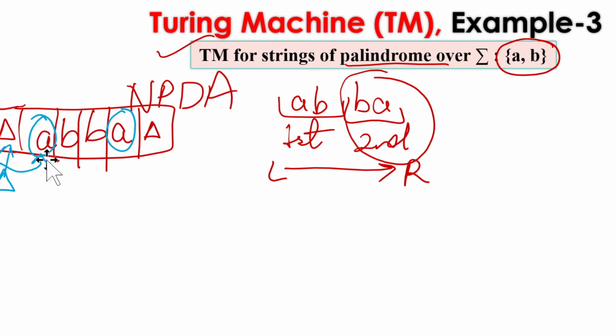Okay, and if the leftmost symbol is B, then the rightmost symbol should be a B only. It cannot be any other symbol. Otherwise, the string is not a palindrome. So the approach will be like this. We will be continuing with the first symbol, replacing the first symbol with a blank.